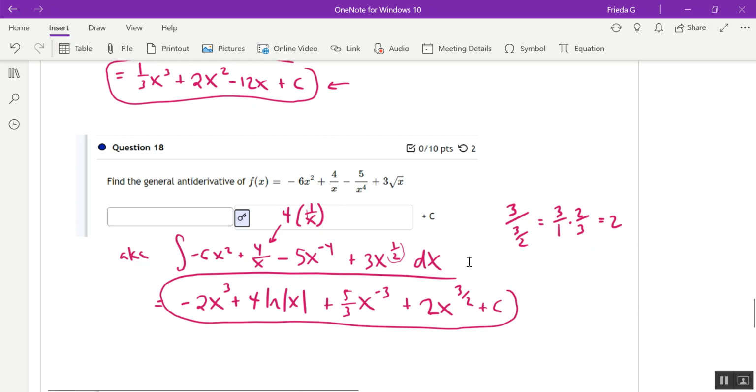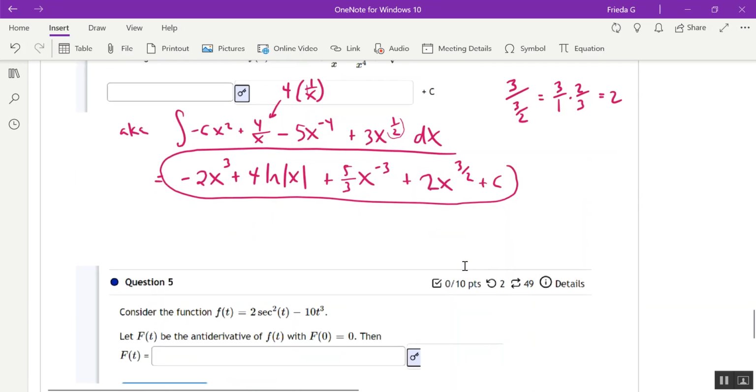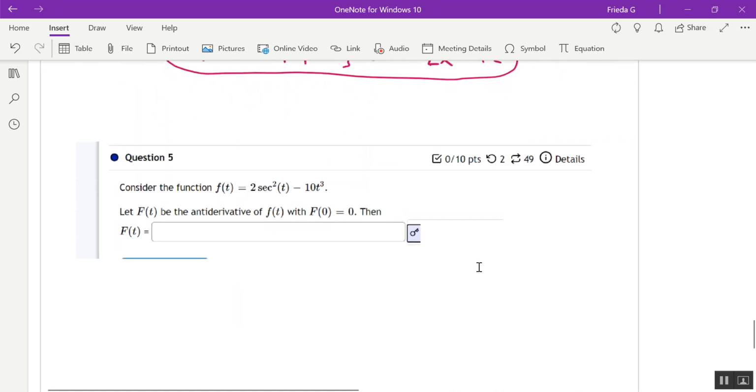All right. And then the last one I wanted to do with you is question 5. This is called an initial value problem. Let big F be the antiderivative of little f. So find big F, but we're given information that big F of 0 is 0. So first of all, let's just find big F. Step 1, big F of t is the integral of little f.